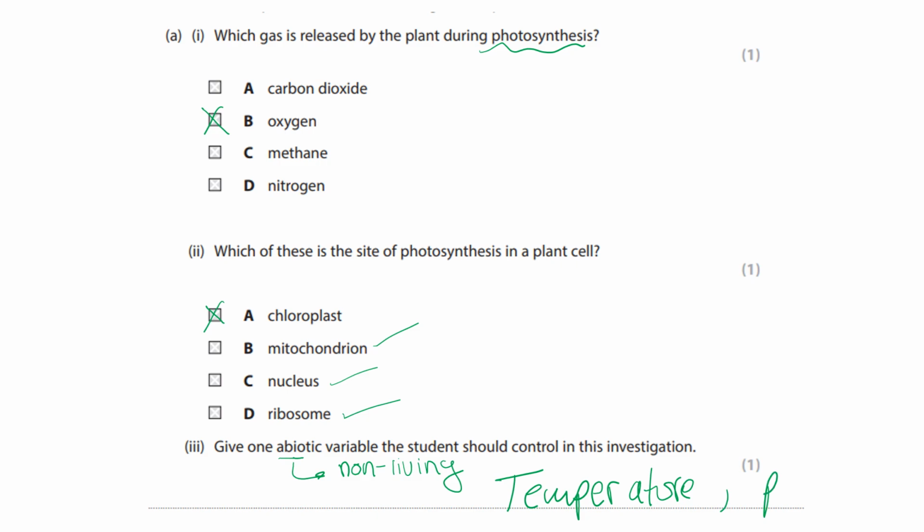You can also say pH, but usually just stick to one answer, because in GCSE if you write two answers for a 1 mark question, they're not going to give you the mark. Okay, so if I got one wrong and the other one is right, they're still not going to give me the mark. So you always have to write, if it's 1 mark, give one answer.